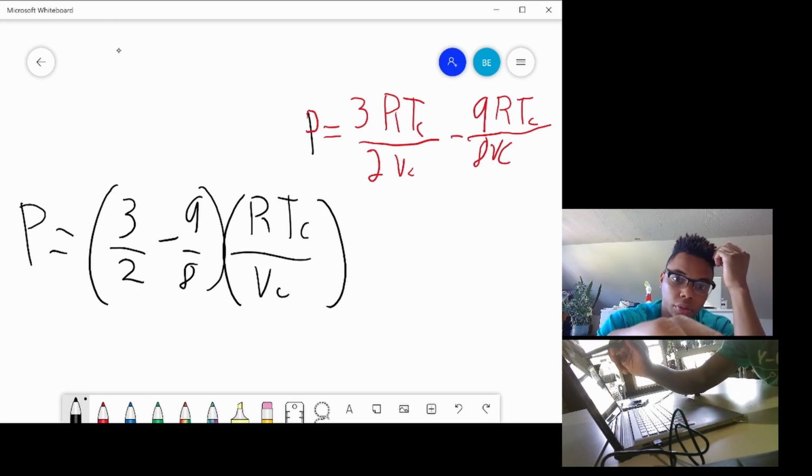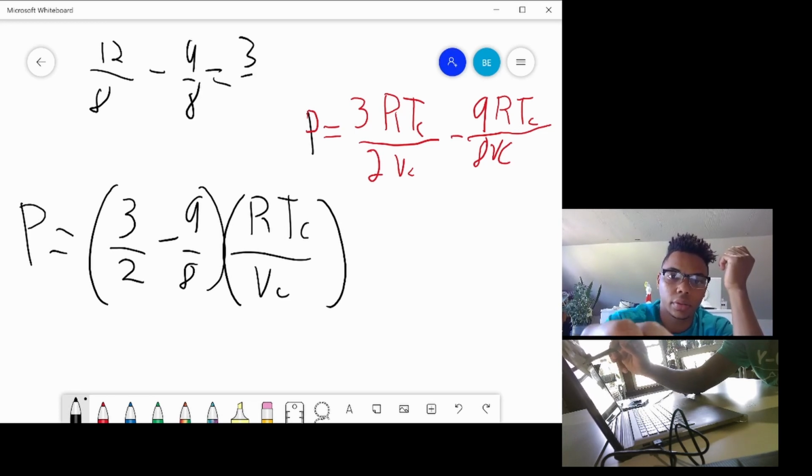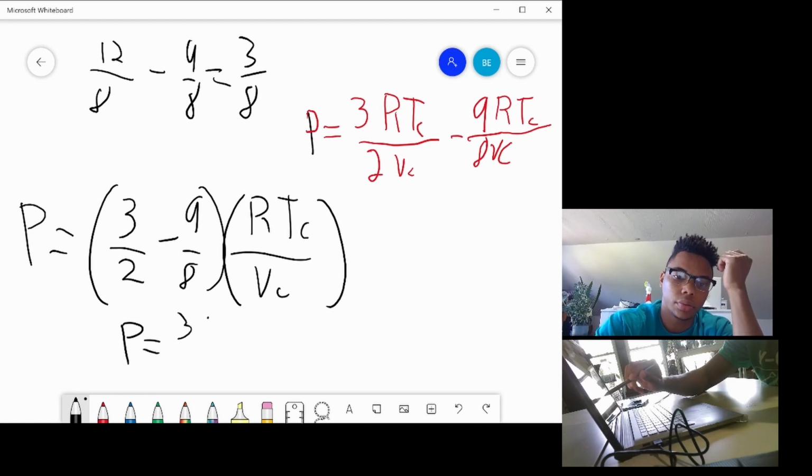So 3/2 times 4, we get 12/8 minus 9/8, which gives us 3/8. So P is going to be equal to 3/8 of critical temperature over our critical volume.